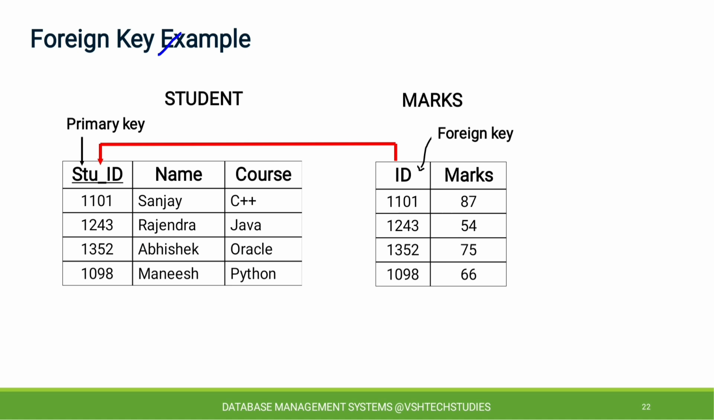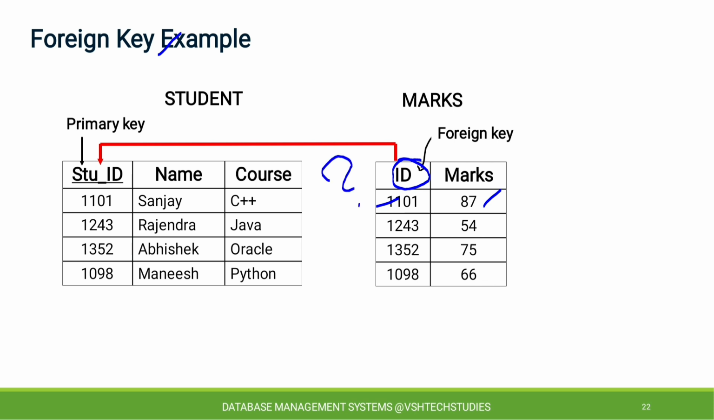What is a foreign key? A foreign key in a table is an attribute which links with the primary key of another table. Here there are two tables, student table and marks table. Student table stores student details like student ID, name and course. Course means subject here. Marks table stores student ID and corresponding marks. In the marks table, if you see this ID value 1101, that student has scored 87 marks.